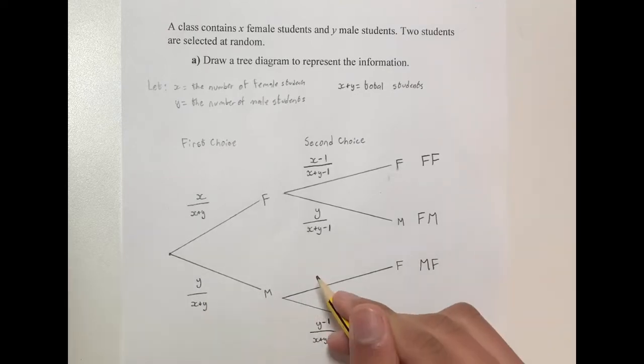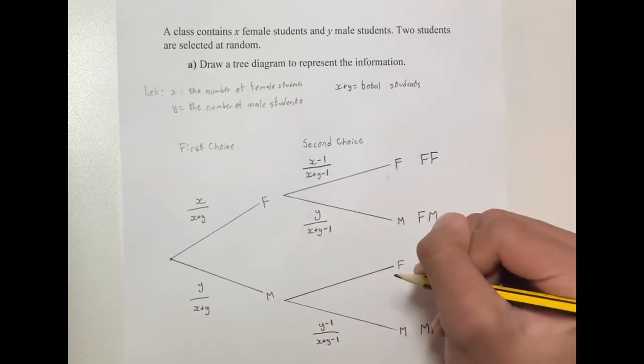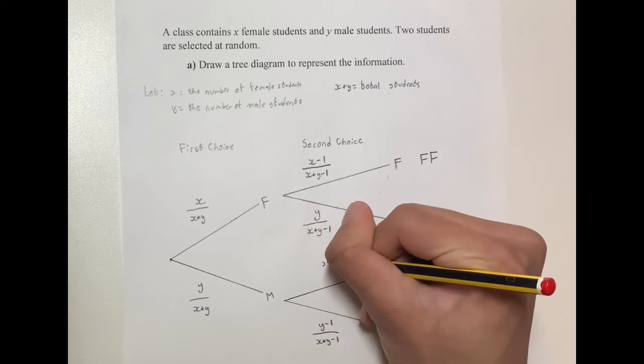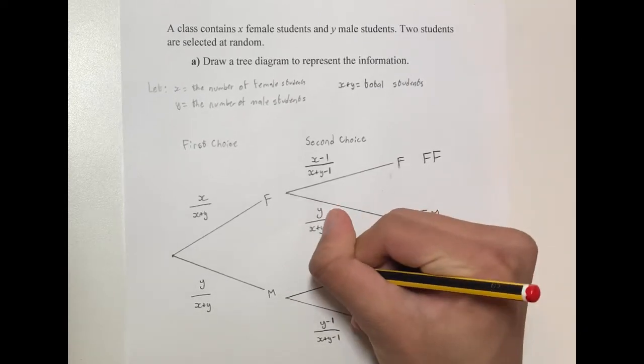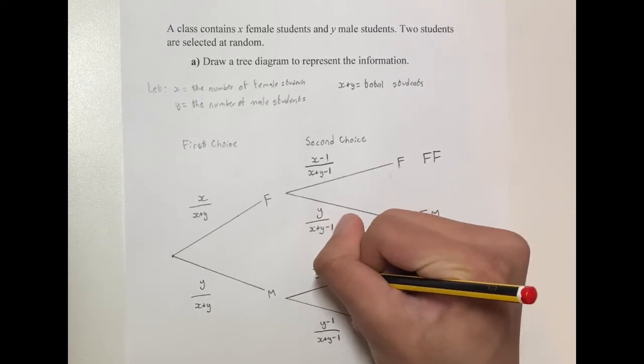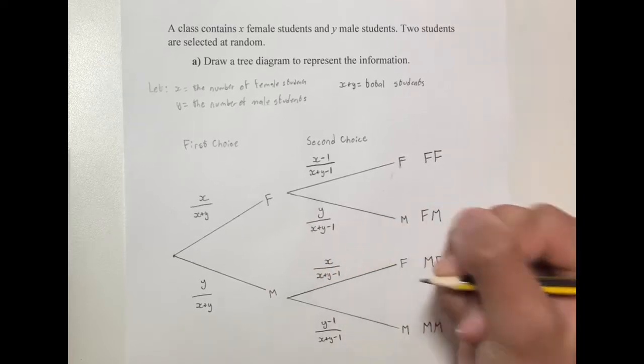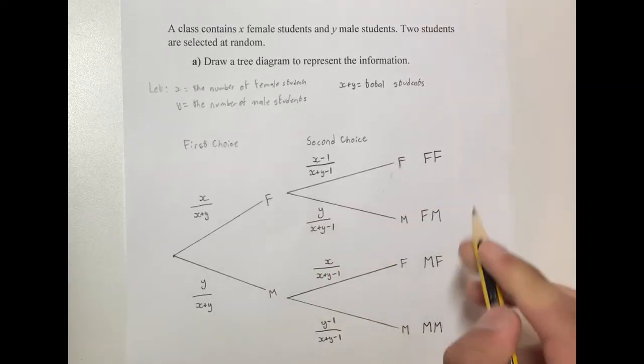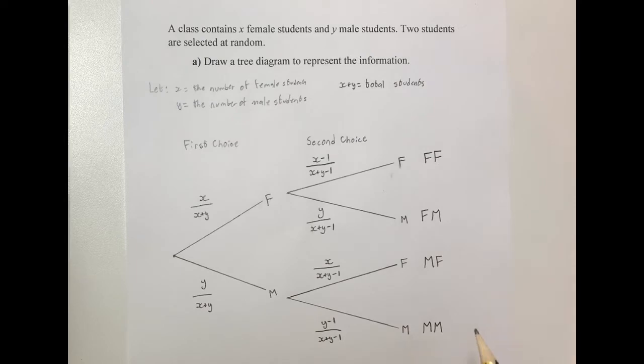If a female is chosen, we would have X, which is the number of females, over X plus Y minus 1, because there is one less from the total number of students in the class. And that is the tree diagram finished.